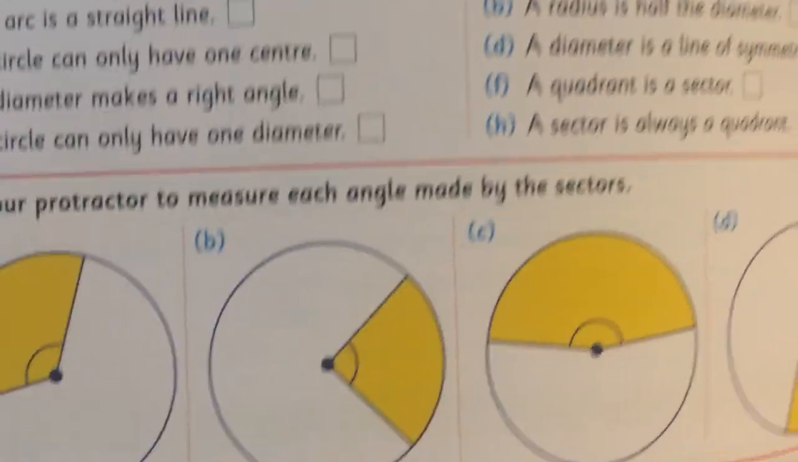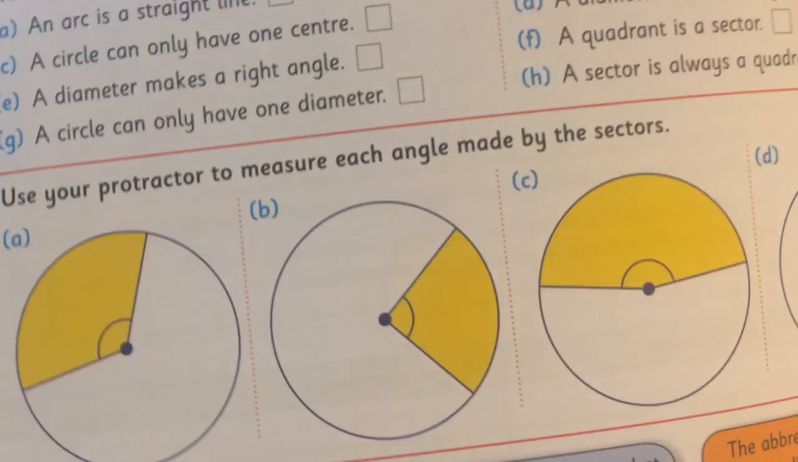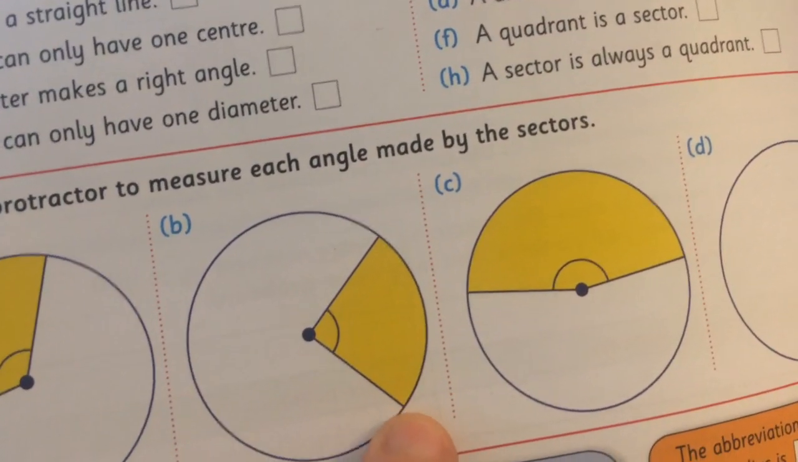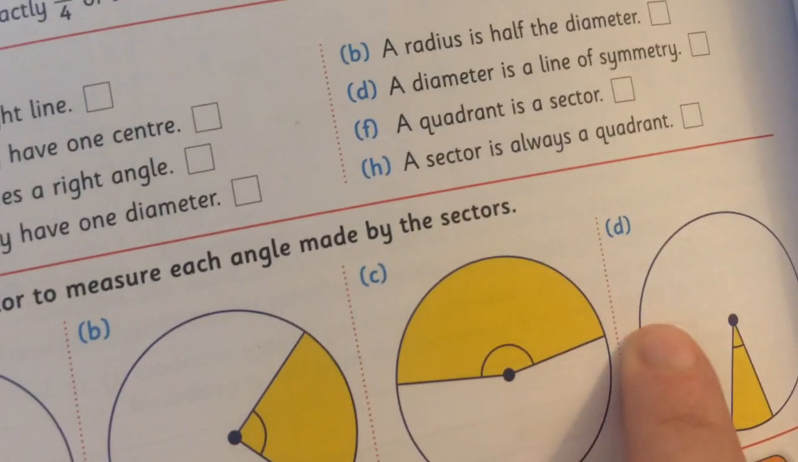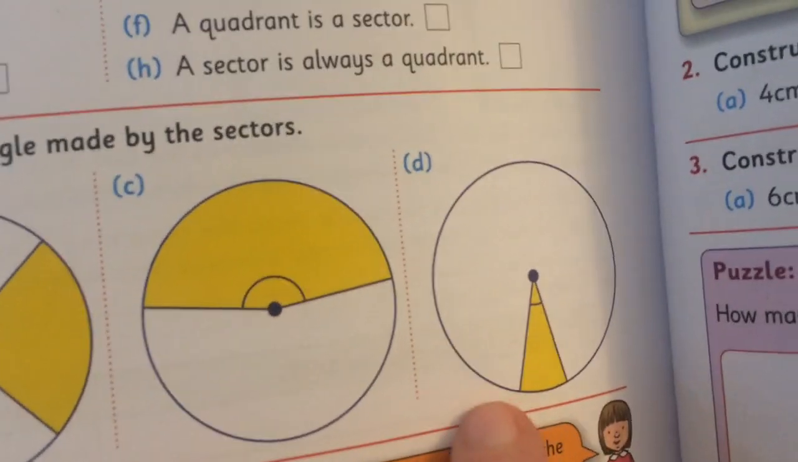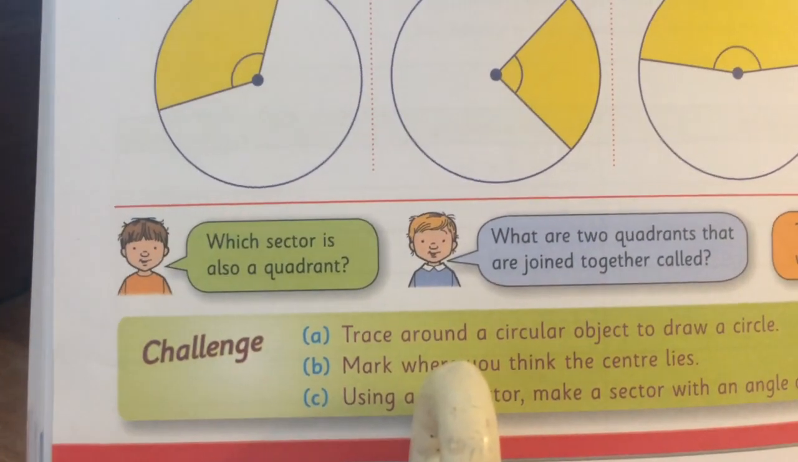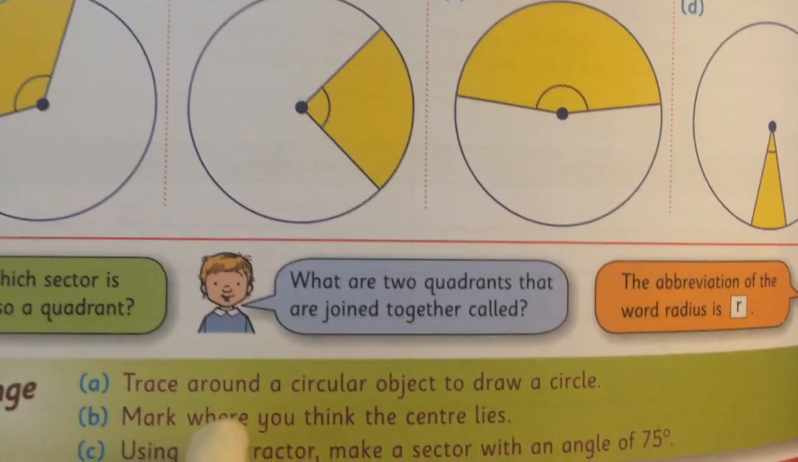You do all of those. It doesn't make a difference which line you choose as your baseline, just as long as you start from 0 at that baseline and work back. Okay, so you measure those angles for me. And then which sector is also a quadrant? So you have to decide which one of them is a quadrant.